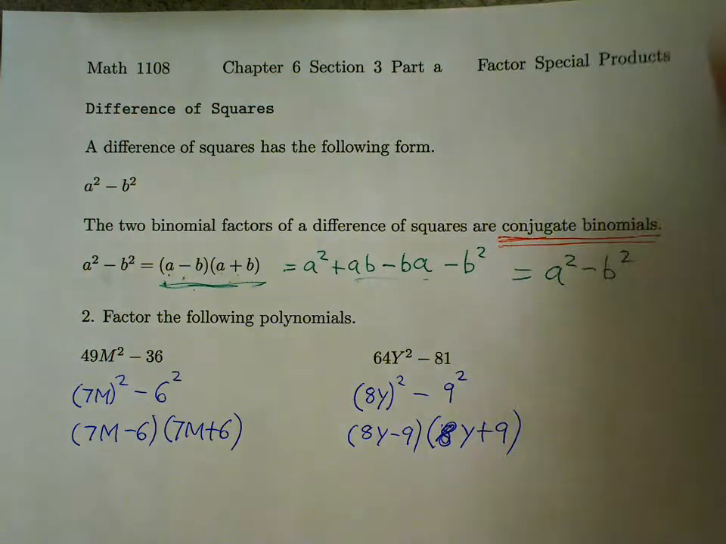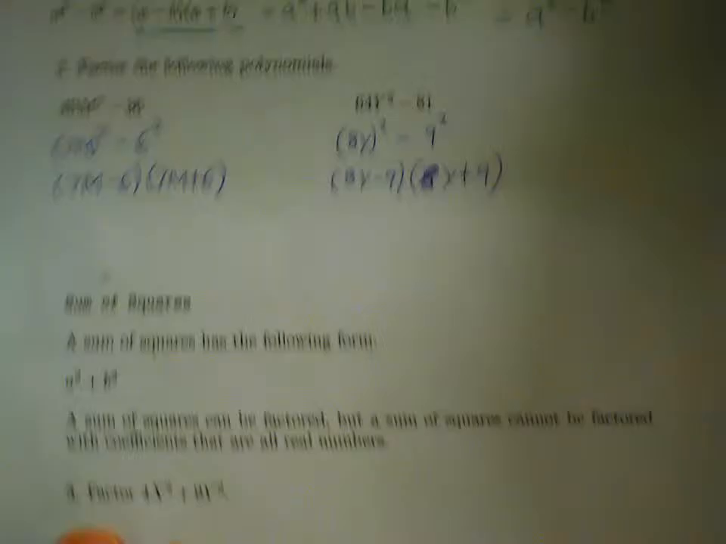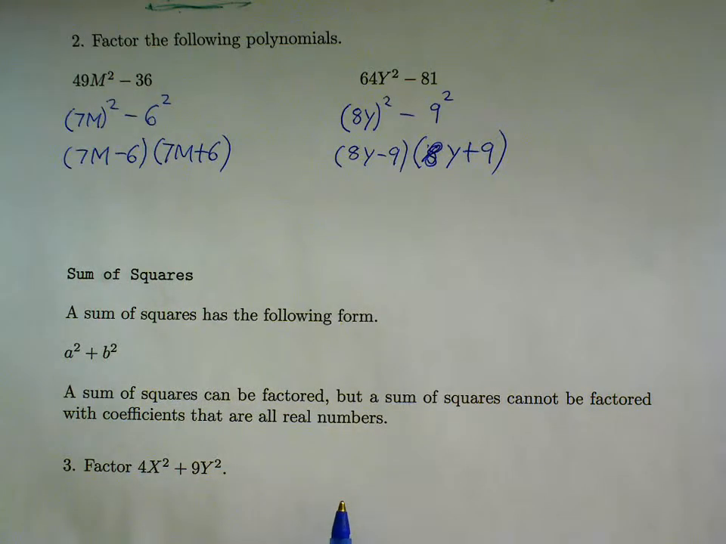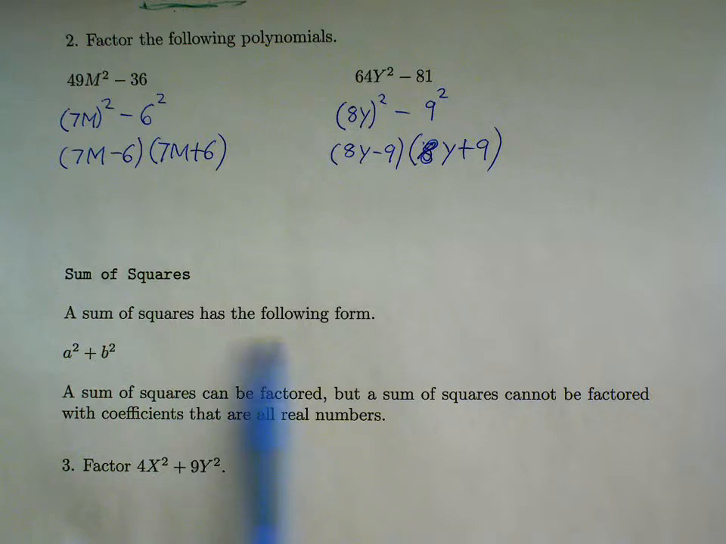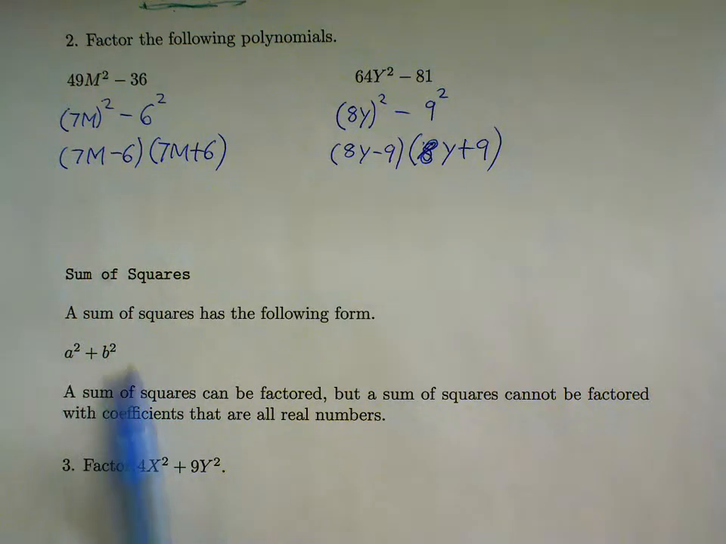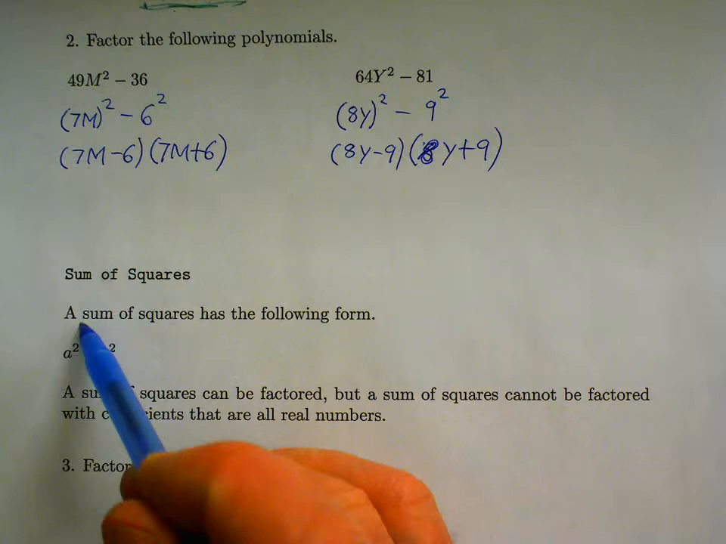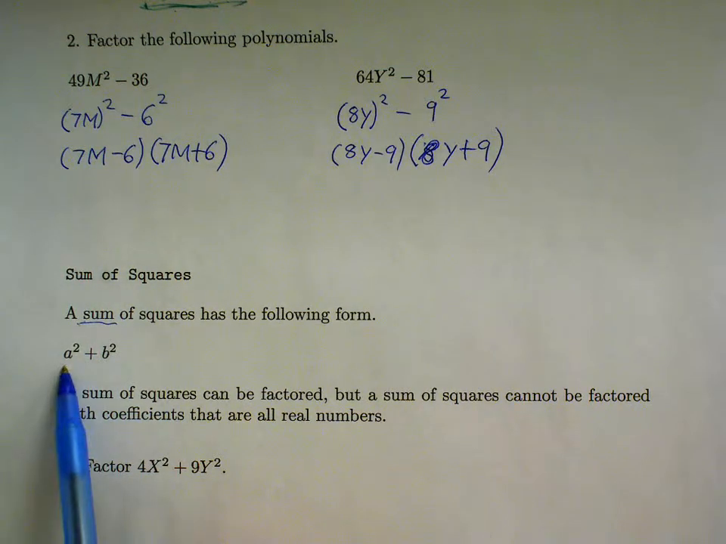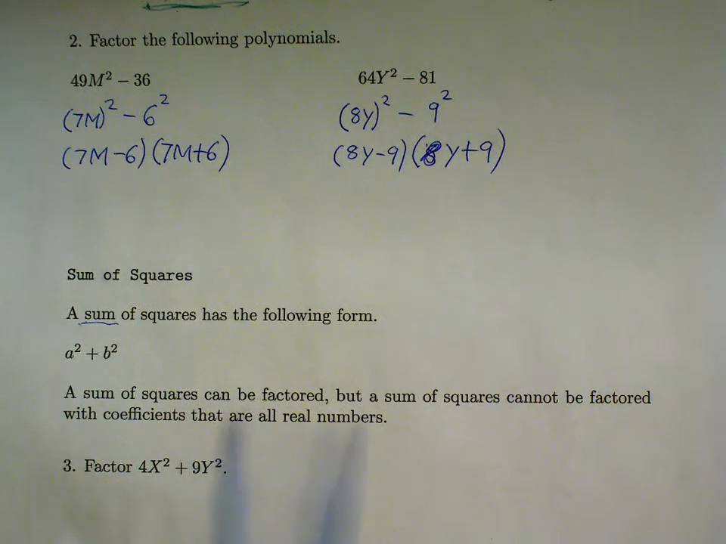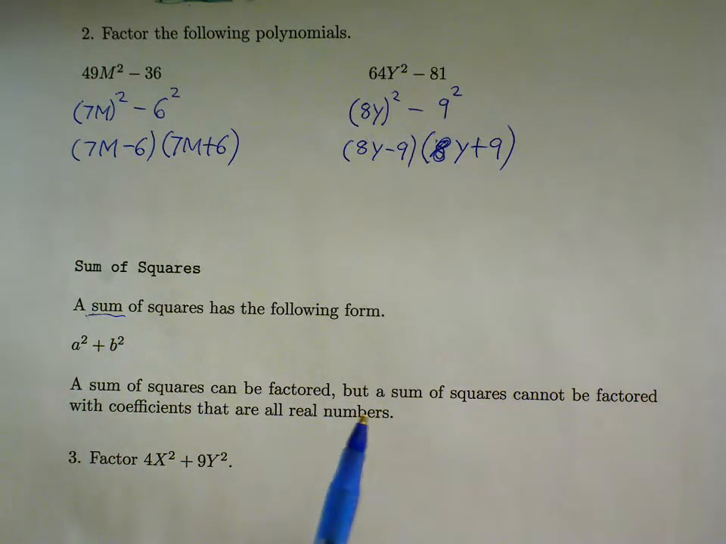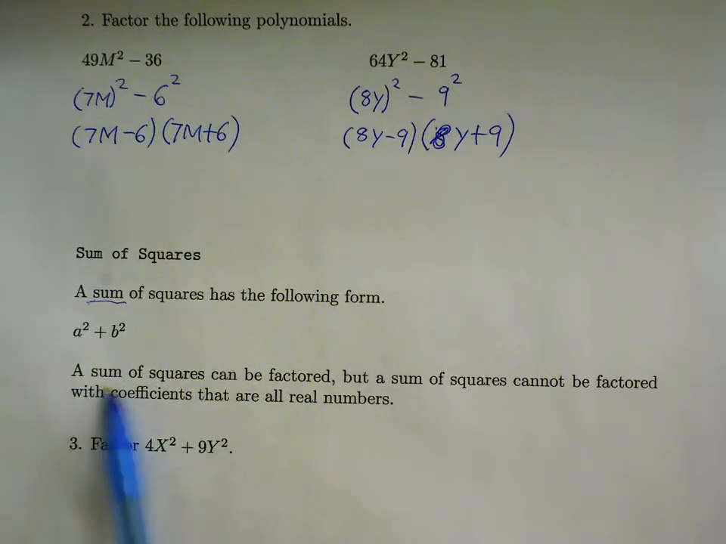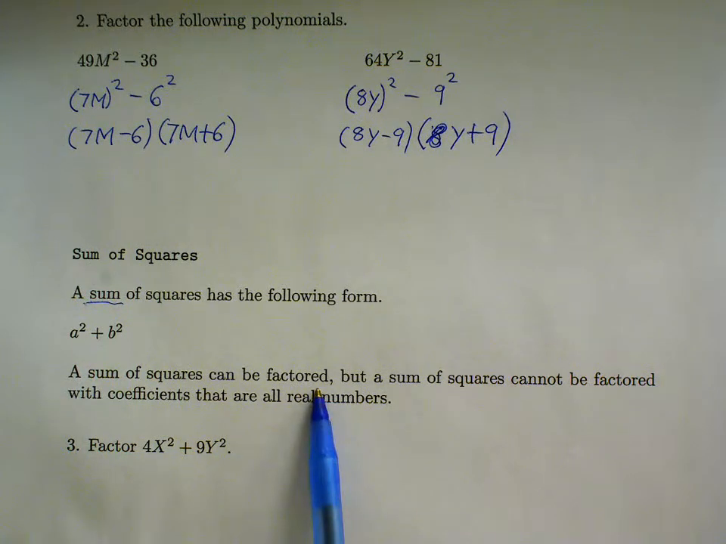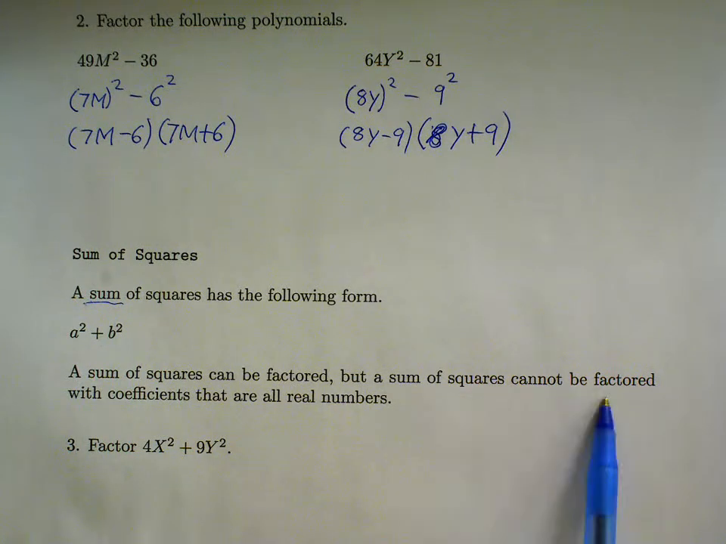Okay, the next topic, sum of squares. A sum of squares has the following form, a to the second plus b to the second. So sum, S-U-M, refers to addition, and we're adding squares, a sum of squares. Okay, a sum of squares can be factored, but a sum of squares cannot be factored with coefficients that are real numbers.